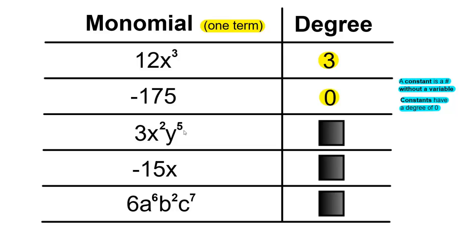For the next monomial, add up the two variables' exponents. 2 plus 5 is 7, so the degree is 7. For negative 15x, remember to look for invisible exponents. X has an exponent of 1, and therefore the degree of negative 15x is 1.